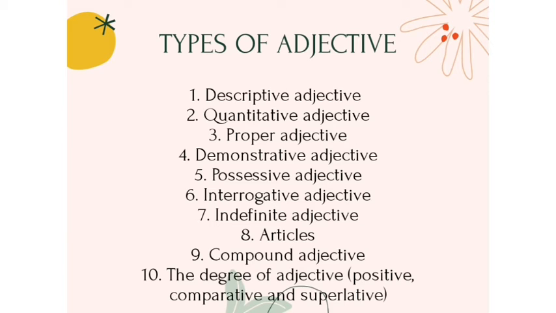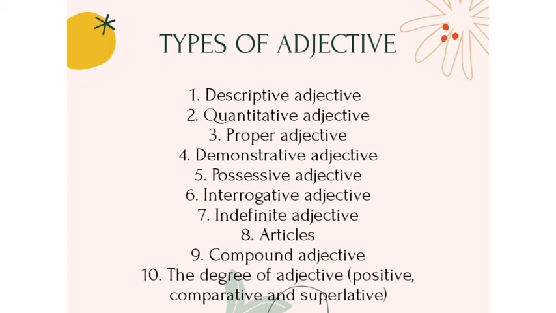Example: American cars are very strong. American diawali dengan huruf kapital. And the fourth is demonstrative adjective, which directly refers to something or someone, such as this, that, these, and those. Example: this car is mine. This refers to a singular noun.